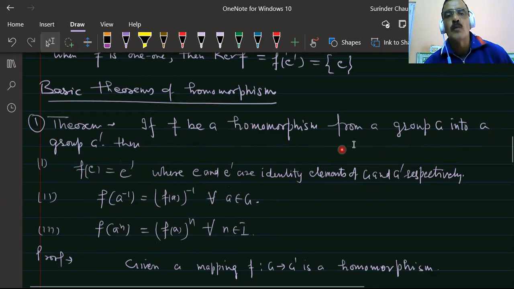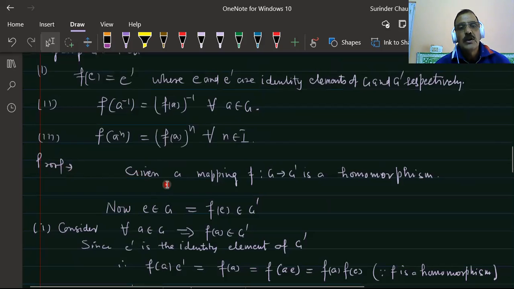F is a homomorphism of a group G into the group G dash. Then we prove f of E is equal to E dash. The given is that the mapping f from G to G dash is a homomorphism. Now E belongs to G implies f of E belongs to G dash, because f is a mapping from G to G dash and E is an element of G. So f is a mapping from G to G dash means f takes elements of G to G dash.